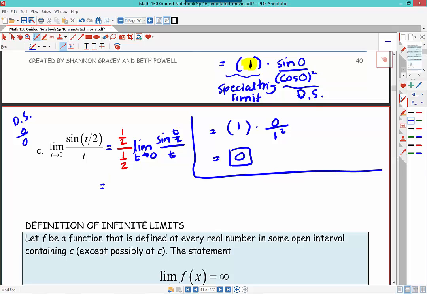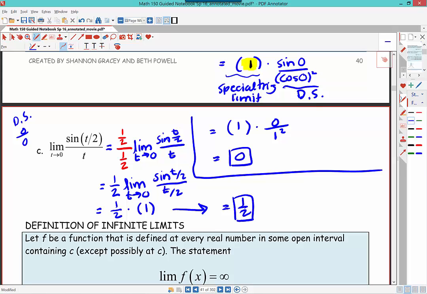This is going to give us, now the 1/2 that's in the denominator, we're going to pull into the limit, and we'll leave the other one outside. So we'll have 1/2 times the limit as t approaches 0 of sine of t over 2 divided by t over 2. That's the 1/2 times t is t over 2. Now by that special trig limit, we'll get 1/2 times 1, which at the end of the day gives us a result of 1/2.